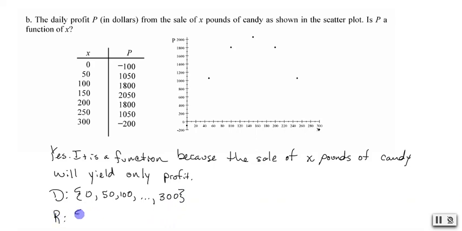And your range is negative 200, negative 100, 1050, 1800, and 2050. Remember, you're going from the bottommost number up to the topmost number for your y's for your range.